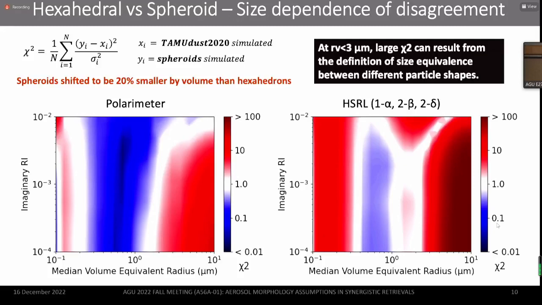And Masasato actually had a very nice poster talking about that, and he concluded that effective radius was actually the best metric to compare apples to apples in terms of optical properties. So that's something we need to explore more. But on the whole, we found that no matter how you shifted it, so independent of how you define the size equivalence, the region above 3 microns disagreed pretty significantly between the two particle shapes in both the polarimeter and the HSRL.